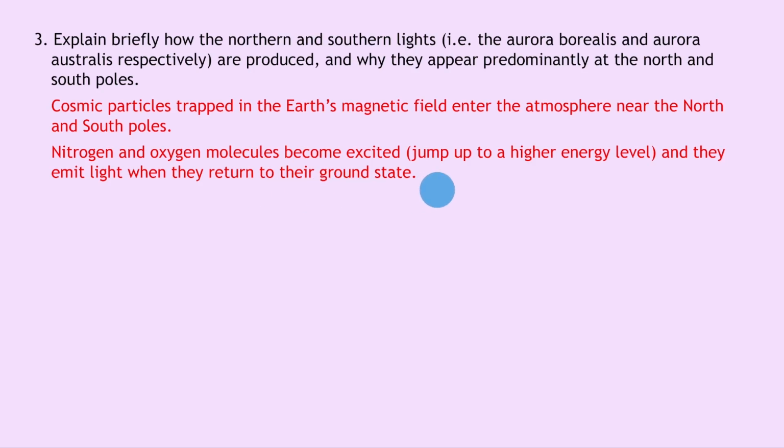And it just so happens that the light emitted corresponds to frequencies in the green and purple areas of the visible light spectrum. And that's why we see greens and purples for the northern and southern lights.